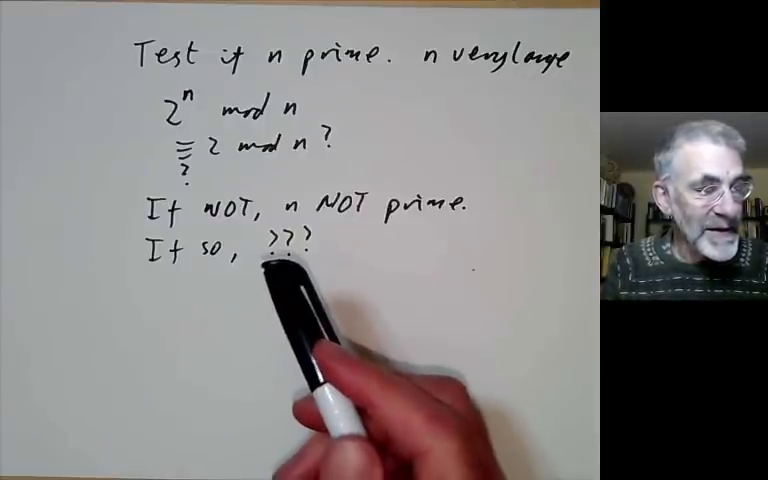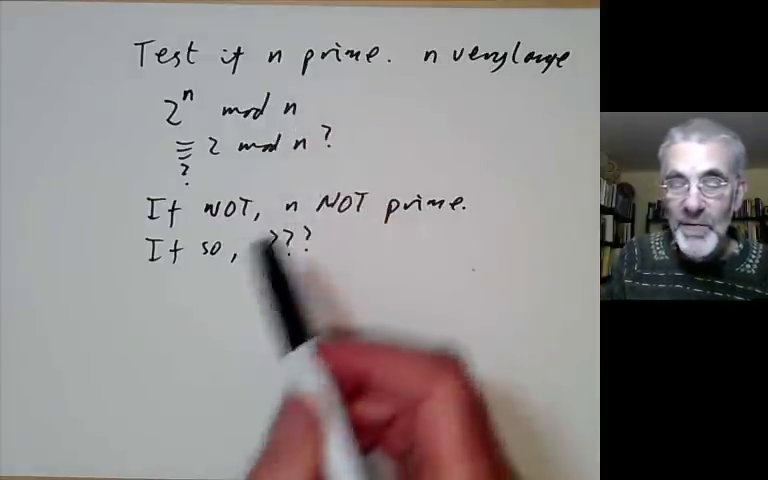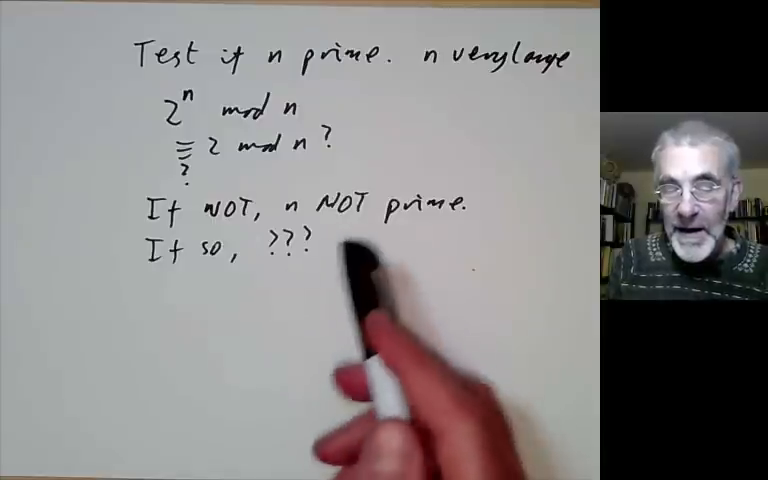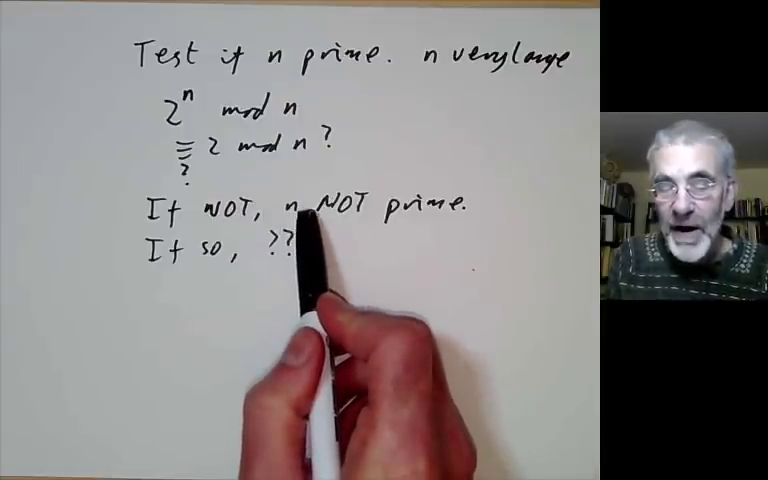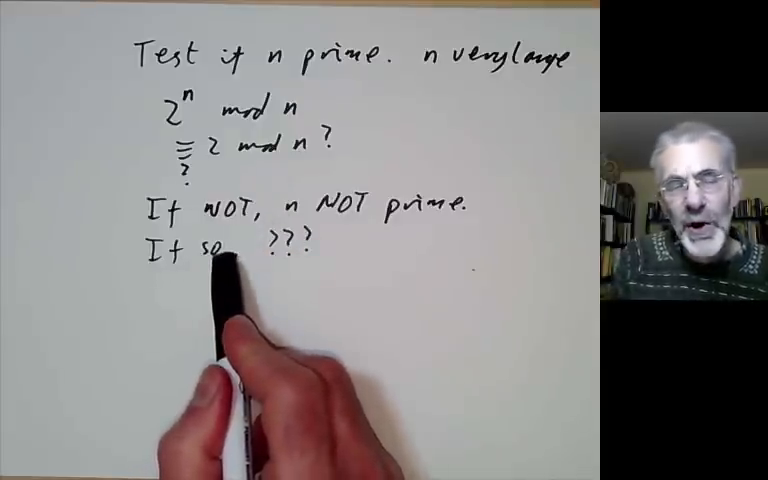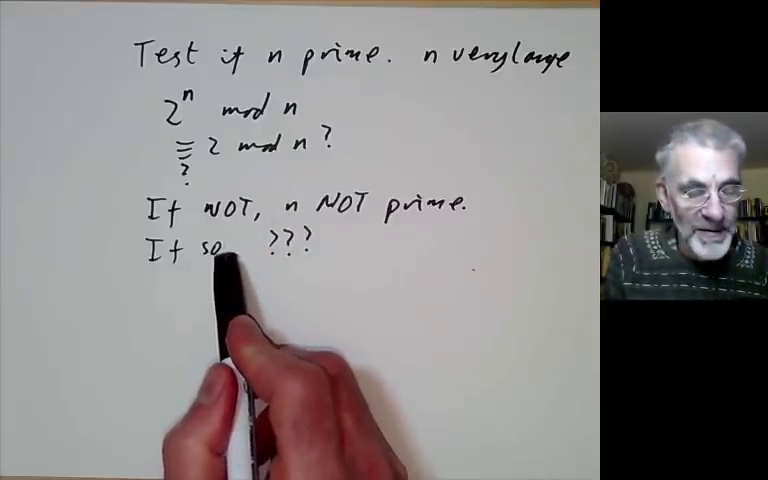So this is something known as a probabilistic prime number test. It will sometimes tell you that n is definitely not prime, and it will sometimes tell you that n is probably prime, but we're not really sure about it.